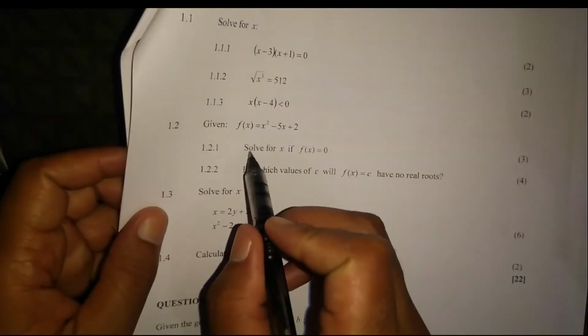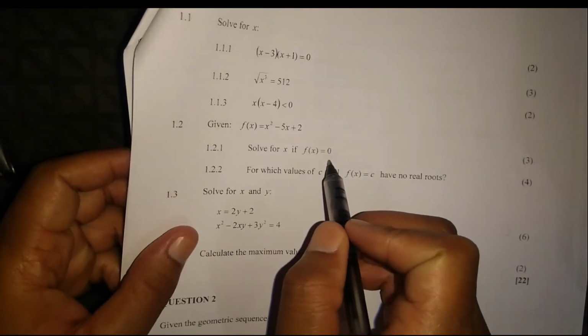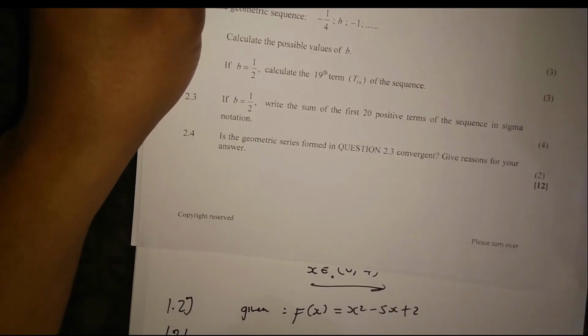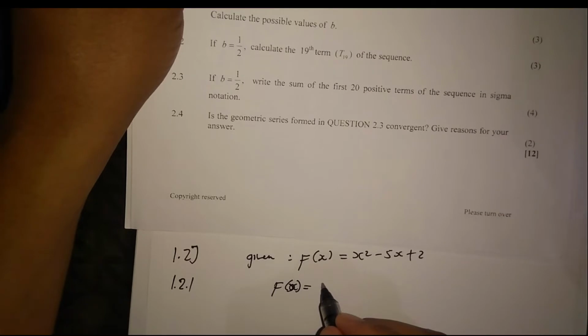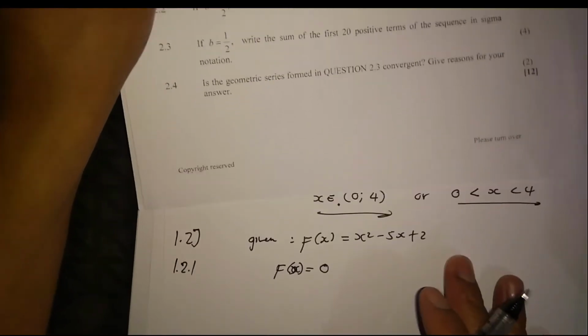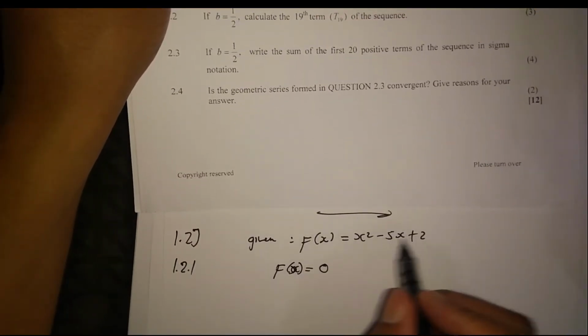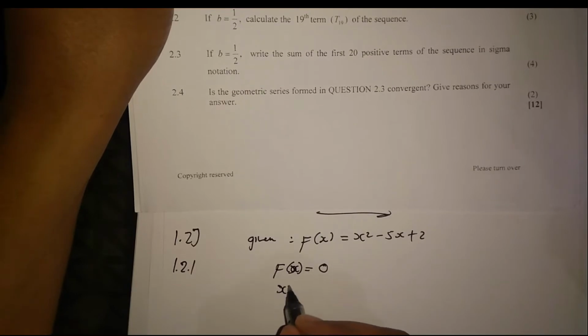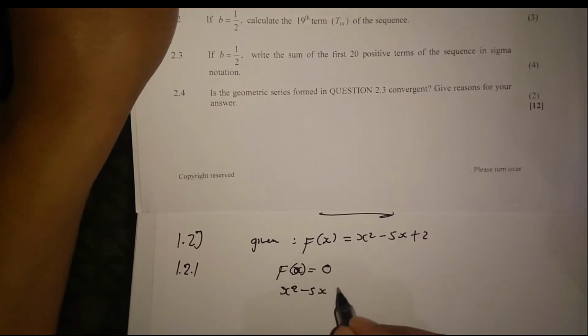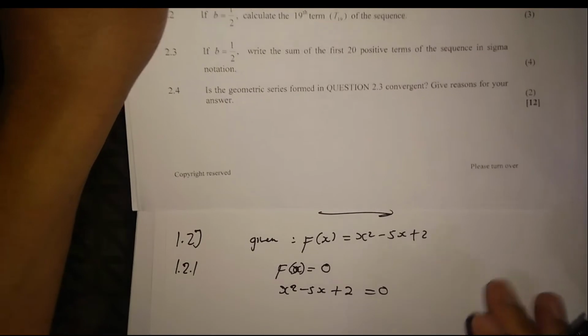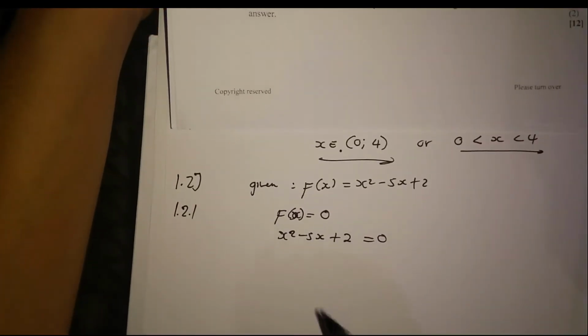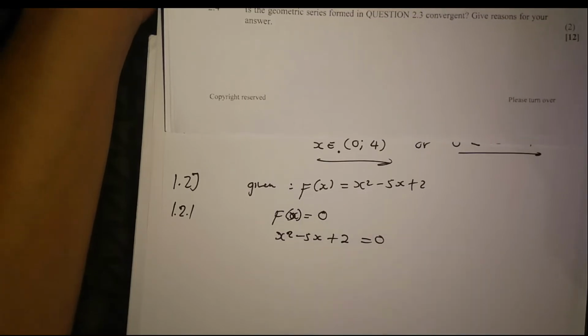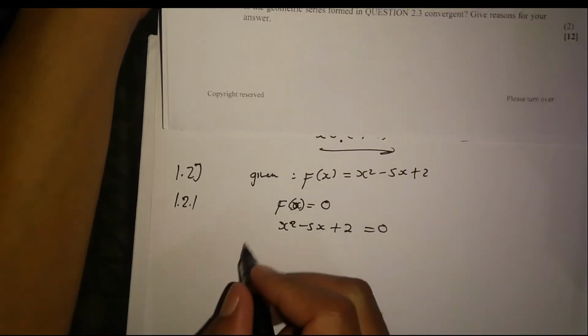1.2.1: solve for x if f of x is equal to 0. So this equation is equated to 0: x squared minus 5x plus 2 equal to 0. So it's a quadratic equation. We must solve and calculate x.